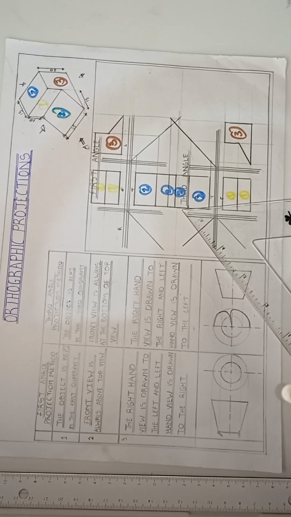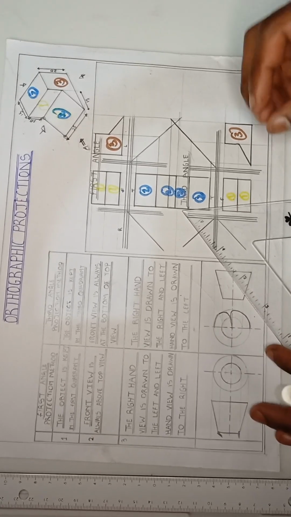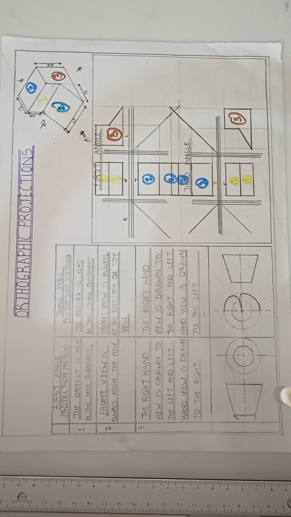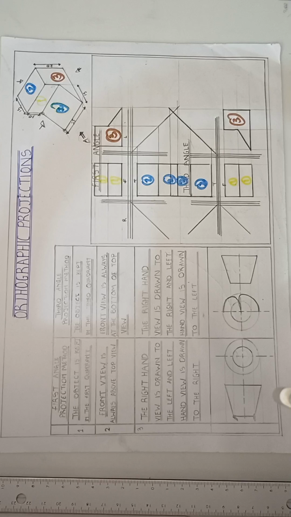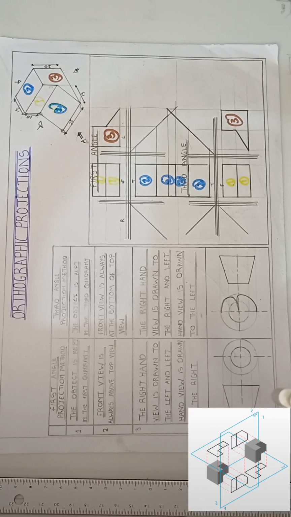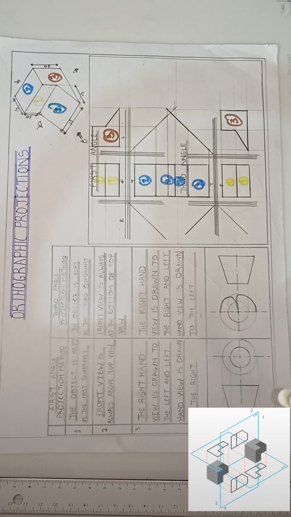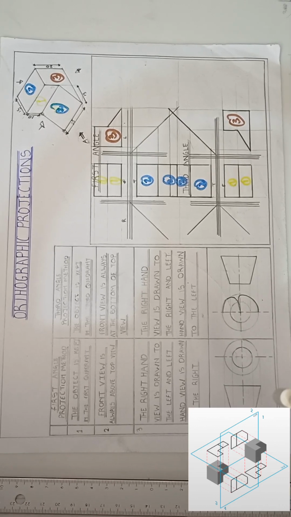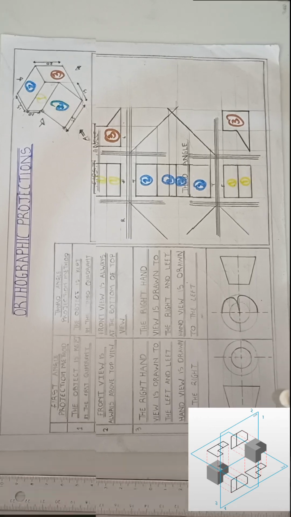Okay guys, that is how we differentiate our orthographic projections. Please keep this in mind. Orthographic projections are very important for you guys to know. And then looking at your bottom right corner, you see how we place our objects in the first and third quadrant.